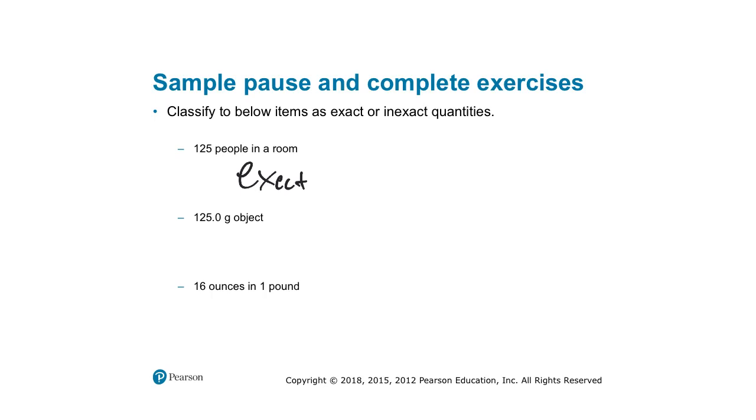125.0 gram object, that's inexact. Anytime you see some sort of value with a unit given and it's implying or it is some lab measurement, we're assuming that's one of these inexact quantities or a measured quantity.